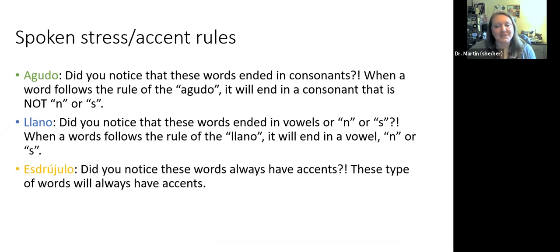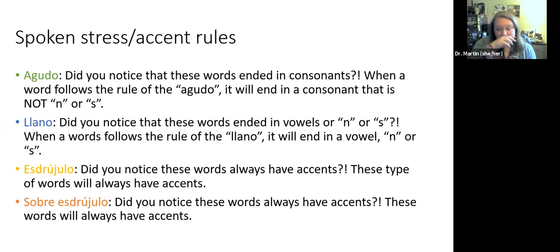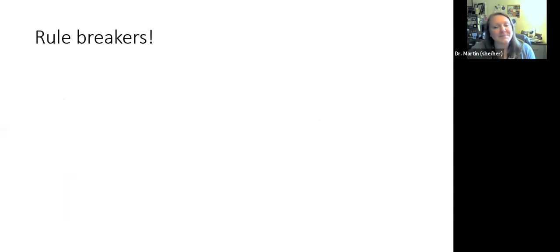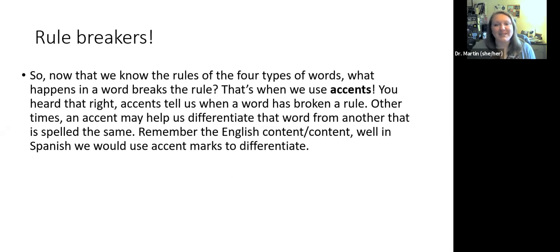Estrújulo. Did you notice these words always have accents? These words will always have accents. And sobreestrújulo. Did you notice that these words always have accents? These words will always have accents. So let's talk about the rule breakers. So those were the rules, and we saw examples of words that followed the rules. But there are, of course, the exceptions, the rule breakers, right?